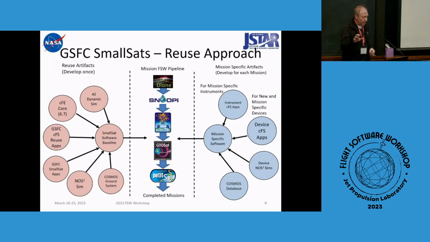On the right side, you see your mission specific applications. You see your individual CFS apps for your science. You see device NOS3 simulators, your Cosmos databases, your instrument CFS apps. All of your mission specific software is on the right. So this slide gives you a model of how you can use NOS3 existing in a generic way, and then roll in your mission specific items as they are defined.